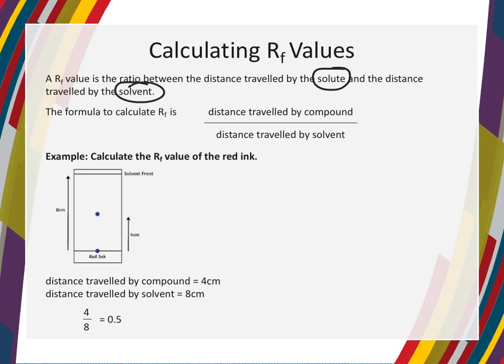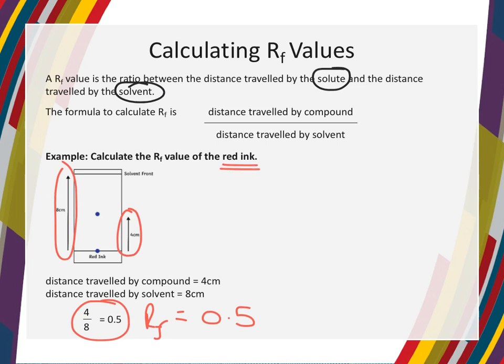Okay, so on the example on the left-hand side, our compound has moved up by 4 centimetres and our solvent has moved up by 8 centimetres. So as it says down the bottom, 4 over 8. So the RF value is equal to 0.5. Okay, and that is unique for that red ink in the question.